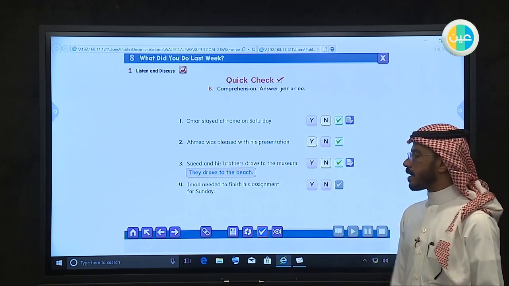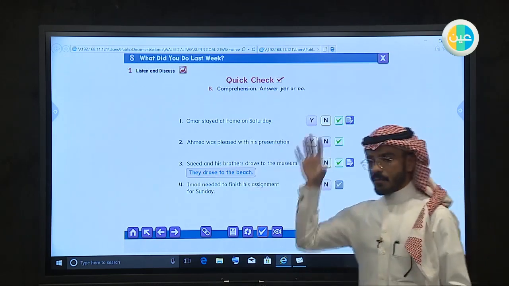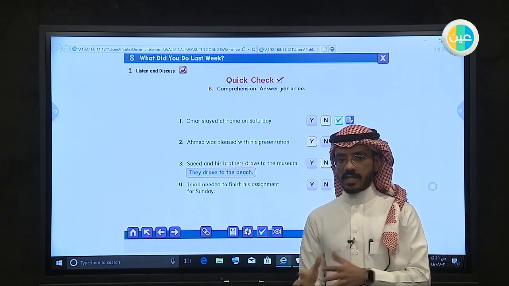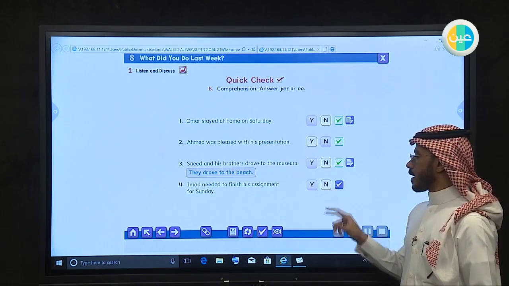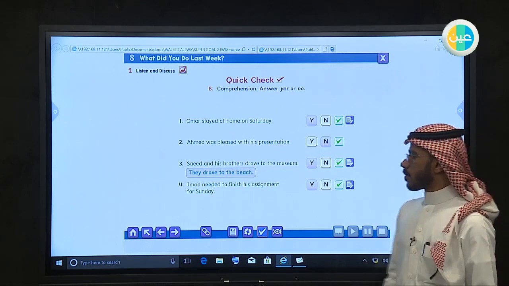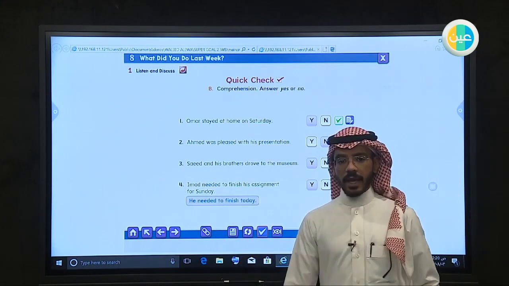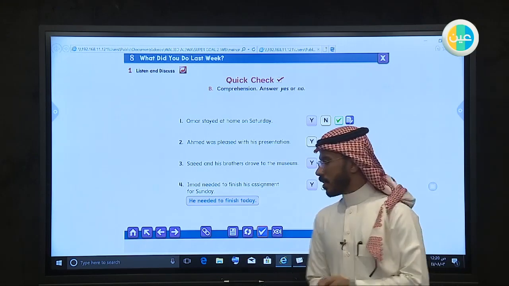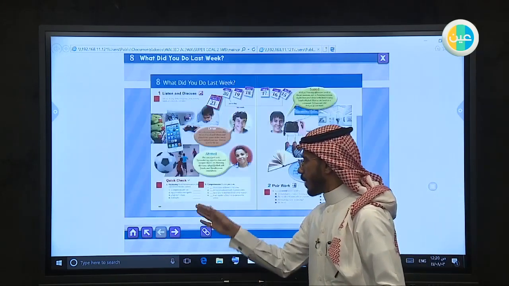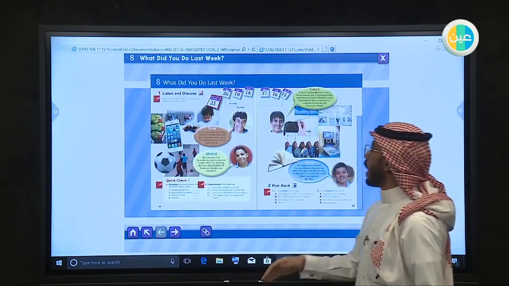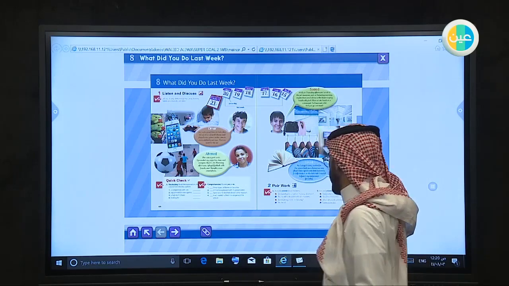Number four, عماد needed, احتاج عماد, to finish his assignment for Sunday. واجبه يوم السبت. And this is no, not correct. ليس صحيح. Right, no. Why? ليش? He needed to finish today. Okay, that's about page 46 and page 64 and page 65.